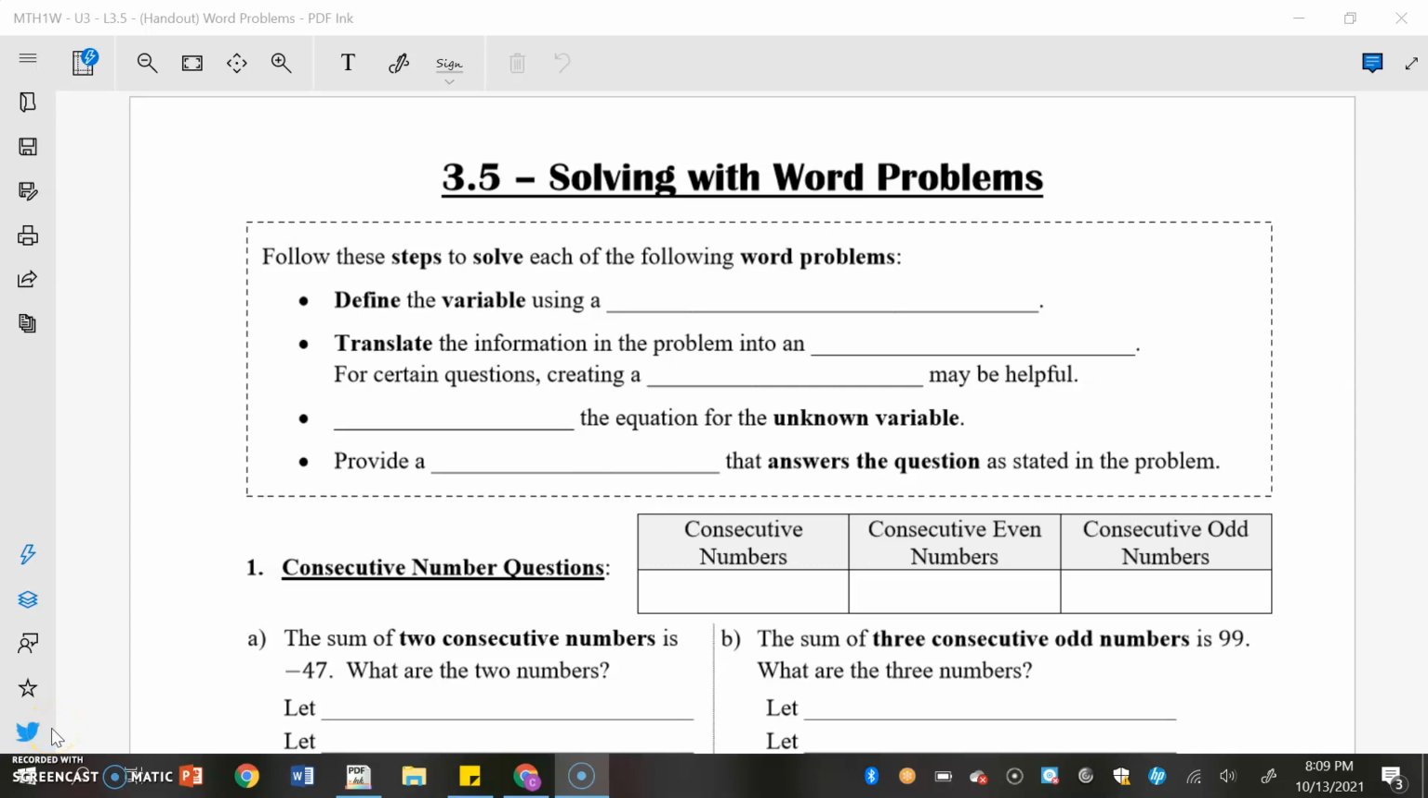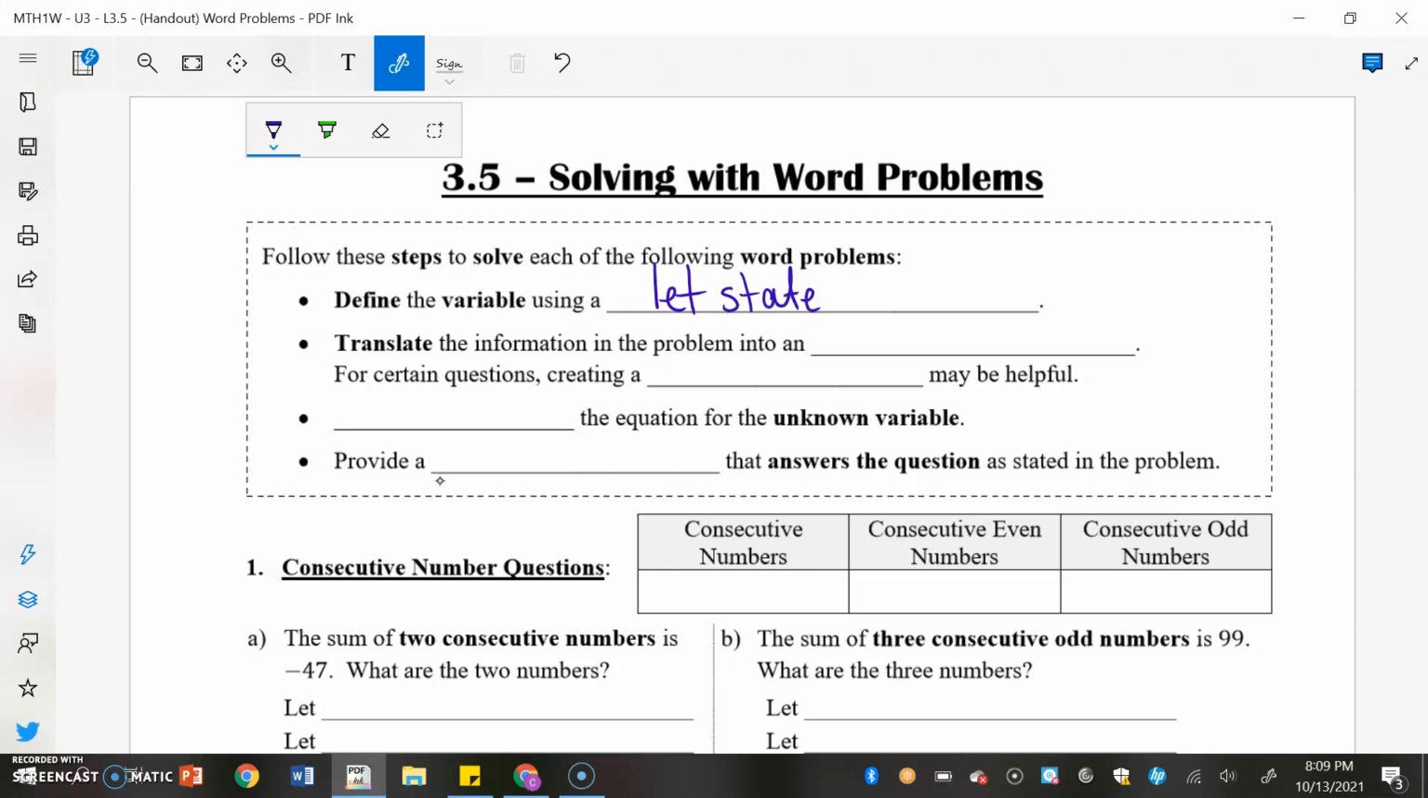Hi everyone. In this video, we're going to go over lesson 3.5, where we're going to be solving with word problems. In this box, there are steps to solve each of the word problems that we're going to go over. The very first step is to define the variable using what we call a let statement. It just tells the reader of your work what each variable represents. The second step is to translate the information in the problem into what we call an algebraic expression.